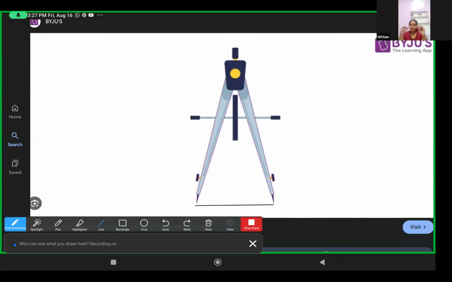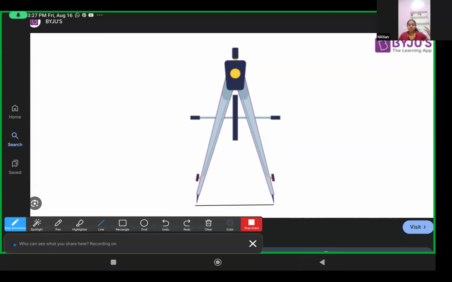But this is unnecessary because you can directly put the scale to the line and just measure it. Yes, you can just use a ruler or a scale to measure it. Okay, so that's just the work of the divider. All right, then why does it have two sharp points?